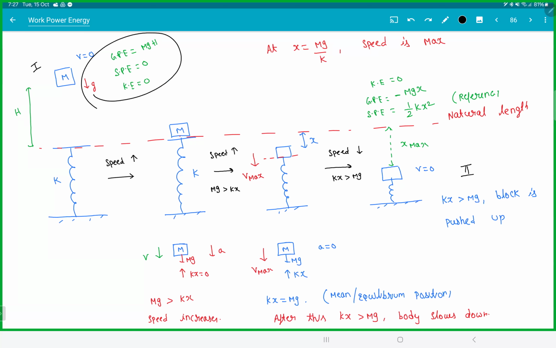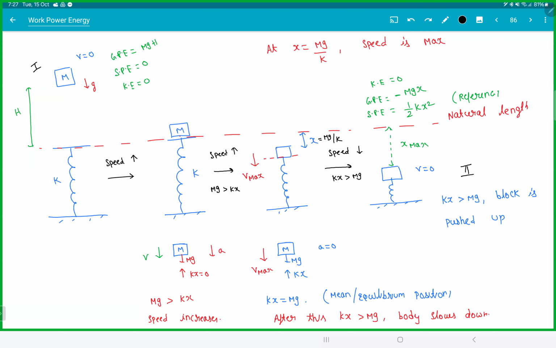See, this is state 1. Ansh is asking, sir, how to find the speed here. Think about it. This is state 1, this is state 3. What is potential energy? Minus mgx. What is x? Mg by k, isn't it? This x is mg by k. What is spring energy? Half kx square. What is kinetic energy? Half mv square. That is equal to mgh. Done, right? You'll be able to calculate that.